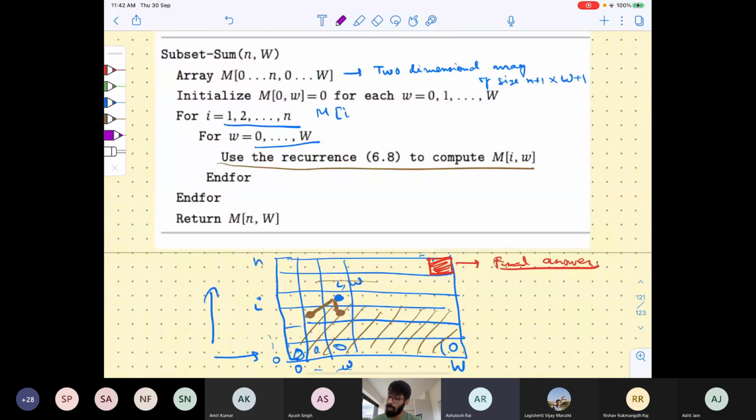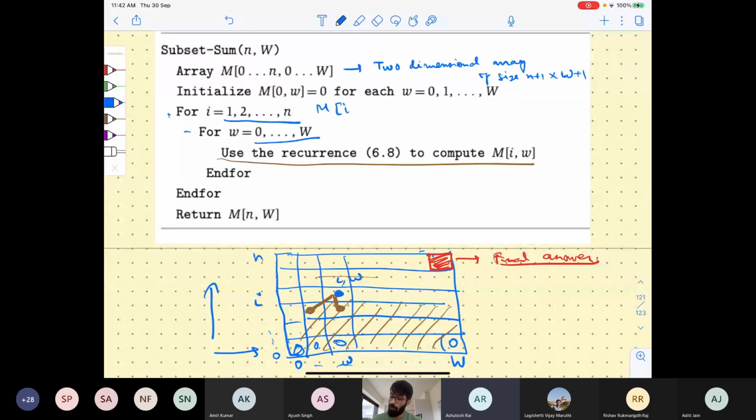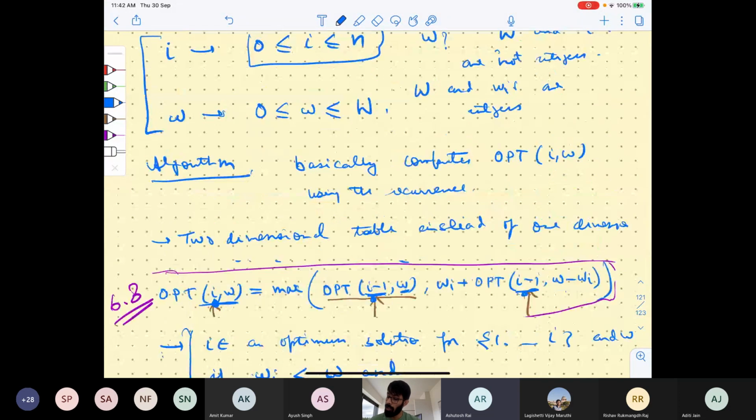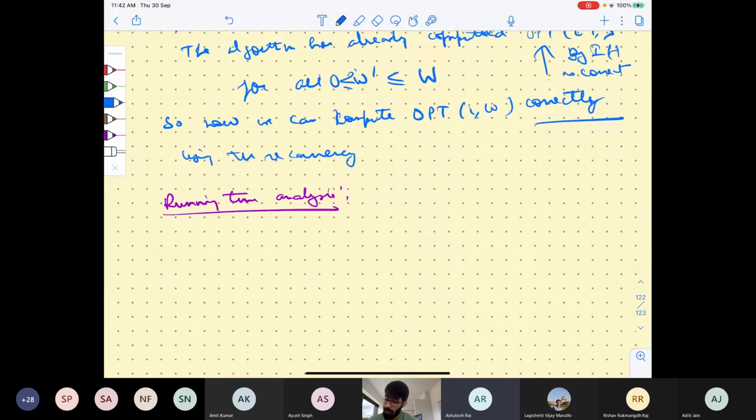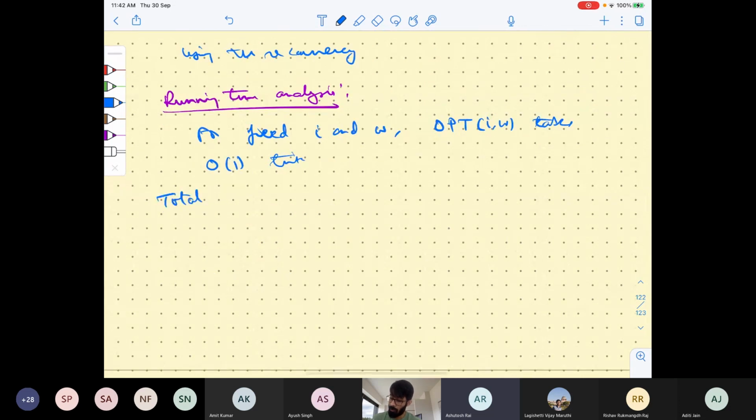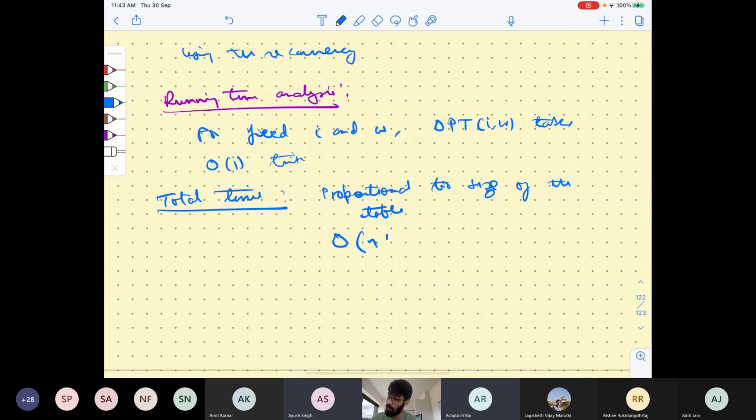So for each I and W, how much time does it take? For a fixed I and fixed W, how much time does computing the recurrence take? Order 1 time, right? So for fixed I and W, opt I W takes order 1 time. So total time is proportional to the size of the table, which is order n times W.